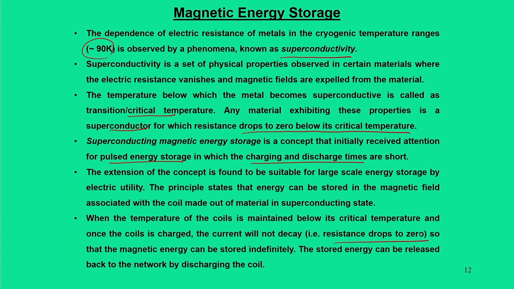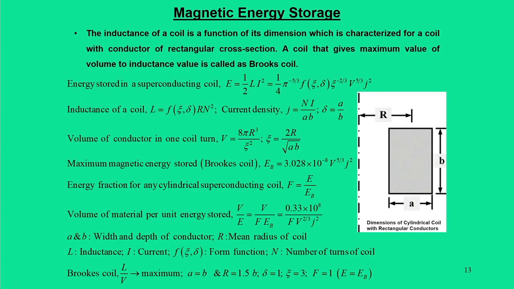Current does not fall down, which means the material behaves as if it does not offer any resistance to the current flow. Then it can store this magnetic energy, because under those conditions the metal becomes a magnet. So, we say that magnetic energy can be stored indefinitely. And this stored energy can be released back to the network by discharging the coil. Now, I will give you some basic principles for understanding magnetic energy storage with a little bit of mathematical background.